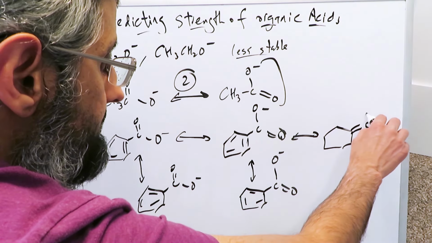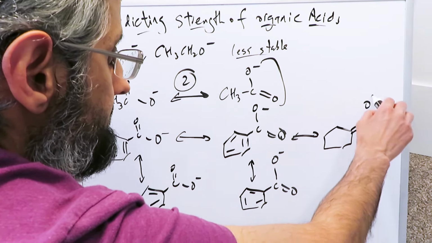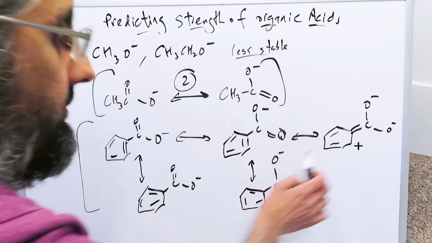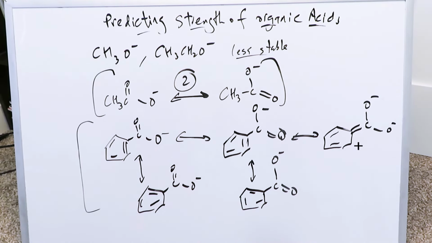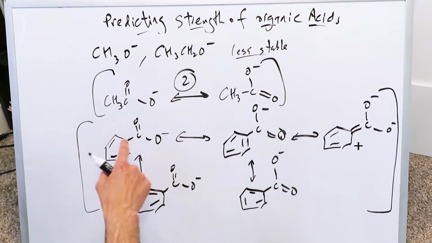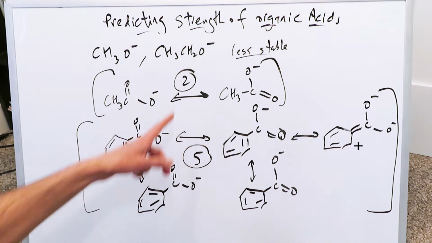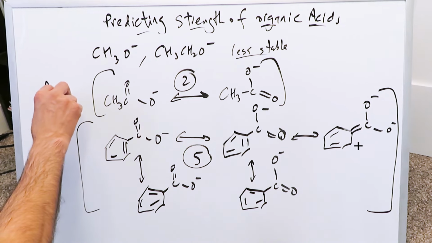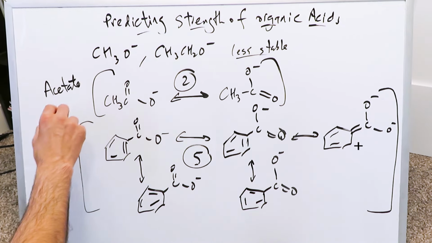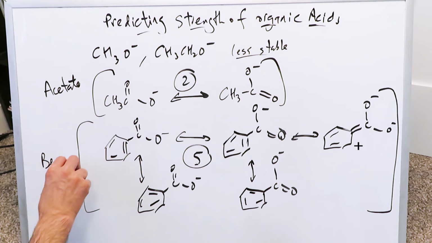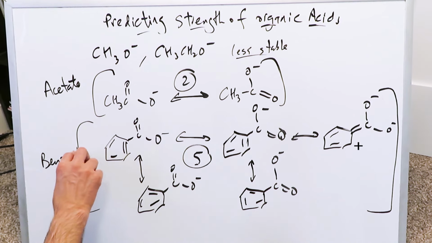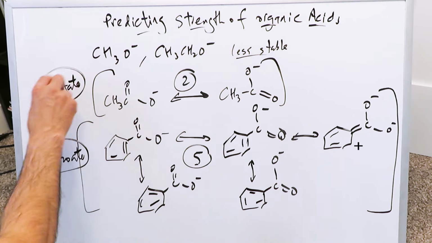One resonance structure can be also this. Look what I'm doing here. Right there, that's another resonance structure. There's 1, 2, 3, 4, 5, and there are more. But they're already more than acetate. Therefore, acetate is coming from a compound which is weaker than benzoate, which is coming from a compound which is a stronger acid. So keep that in mind.